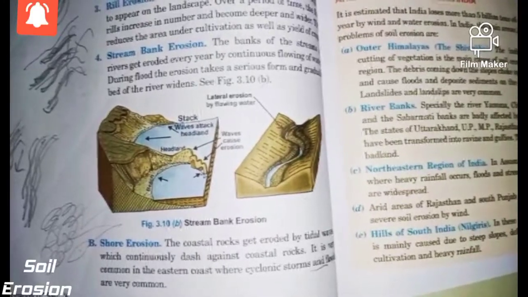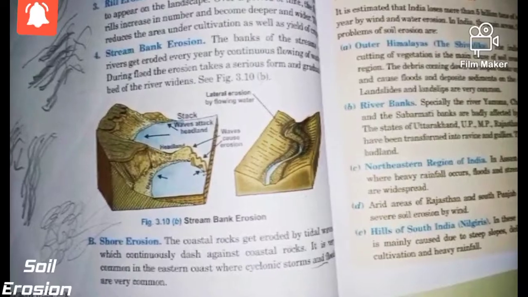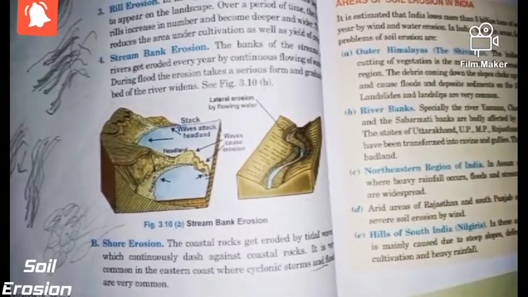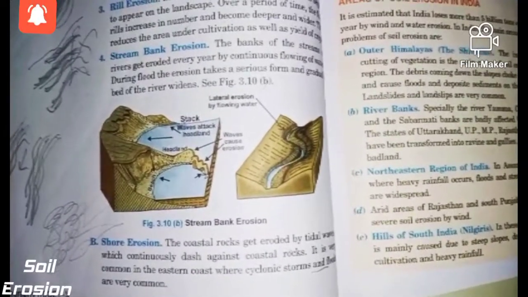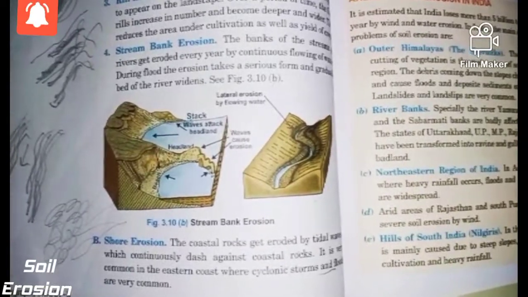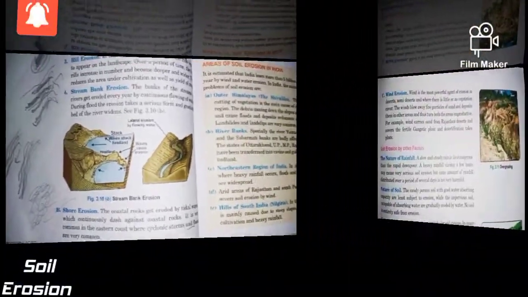So where there are cyclonic effects, there we can find shore erosion, especially in the eastern part of India. We can see such type of erosion. That is also a very gradual process. So these are some of the important types of erosion that take place due to water. Let's take a look at the next one.